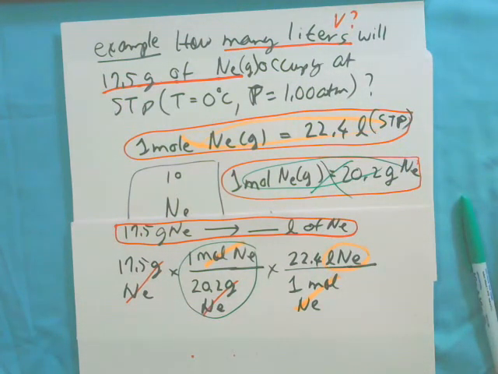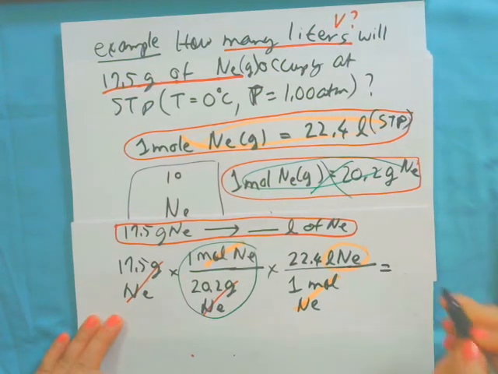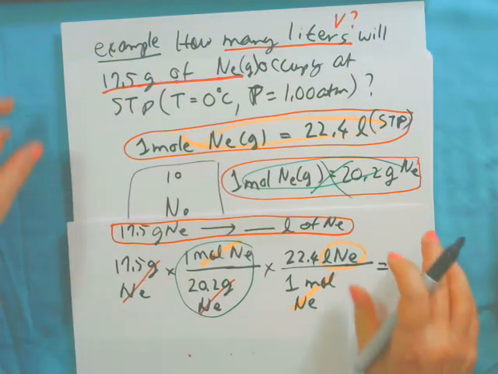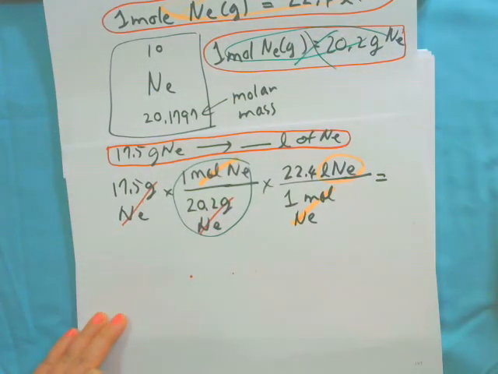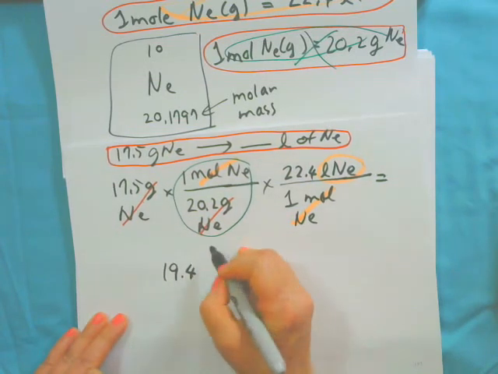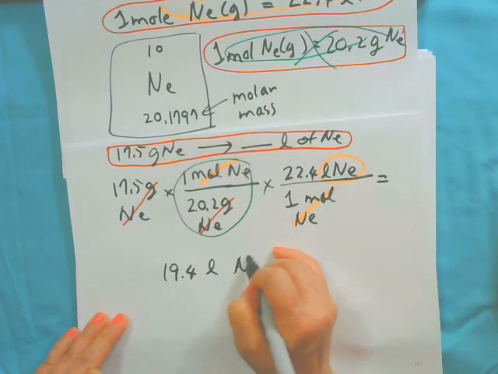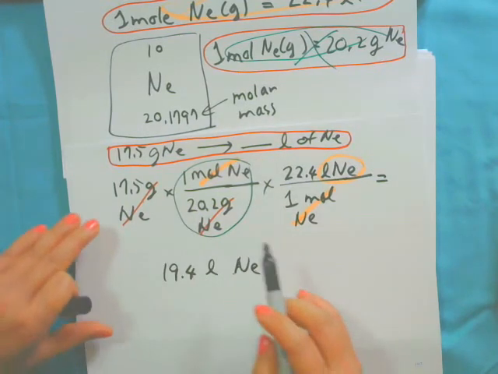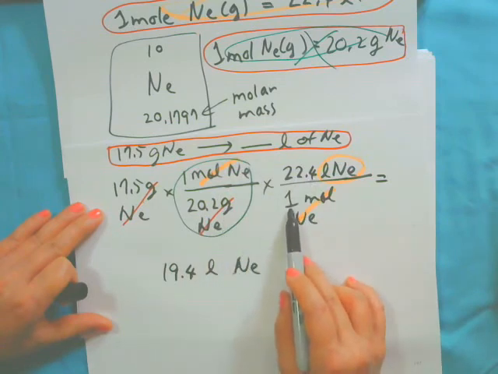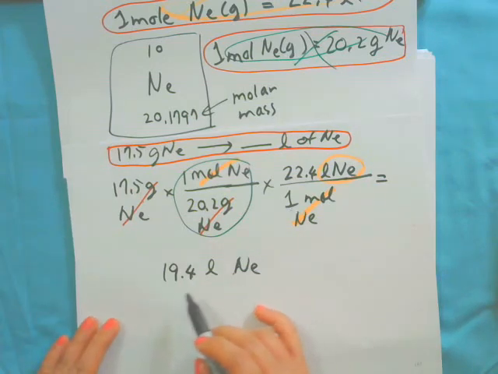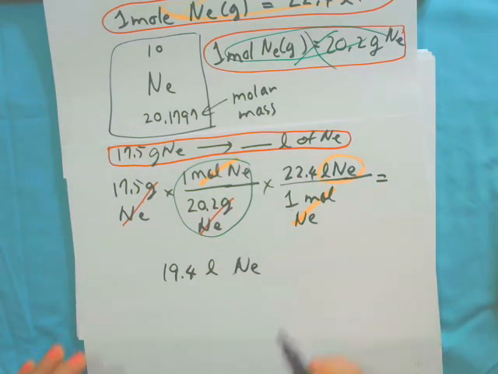So I can see that if I go ahead and crunch the numbers through, that my answer will give me liters of neon. So I'm going to go ahead and crunch that number through, and I will get 19.4 liters of neon for my final answer. I have 3 significant figures here, 3 significant figures here, 3 significant figures here. 1 is not 1 significant figure because that's a definition, so that has an infinite number of significant figures. So that is the correct number of significant figures, so there we are. 19.4 liters of neon for my final answer.